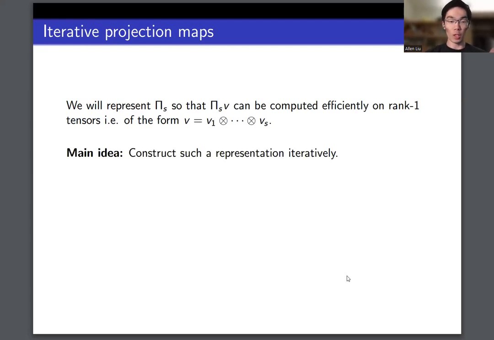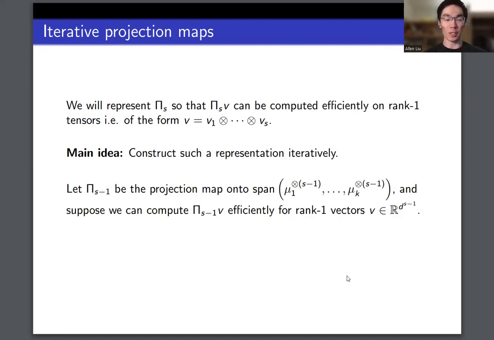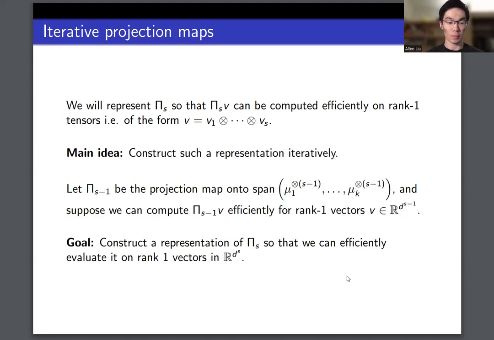And so now we'll construct our projection maps iteratively. So assume that we've constructed the first s-1 projection maps. So we have a projection map onto the span of mu_1 to the s-1 up to mu_k to the s-1, and suppose that we can compute the projection map efficiently for rank 1 s-1 dimensional tensors. Now our goal is to construct a representation of pi sub s so that we can efficiently evaluate it on rank one s dimensional tensors.